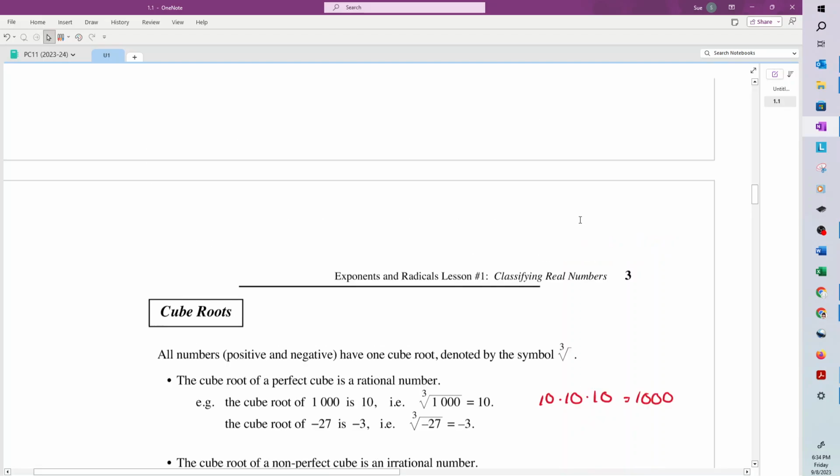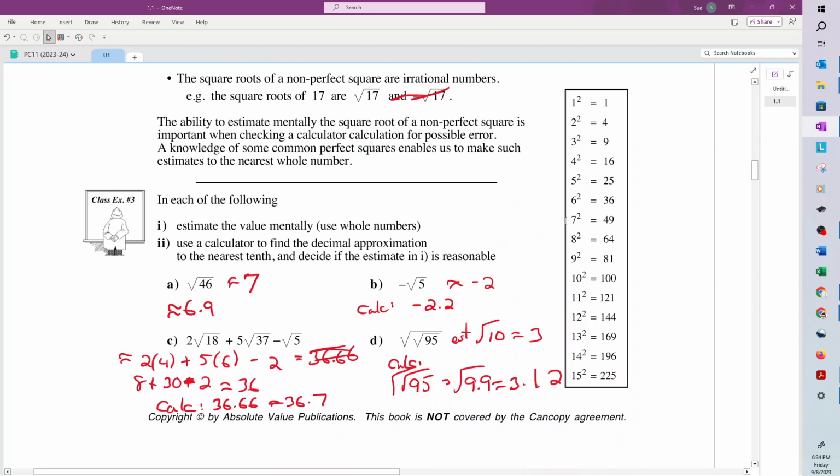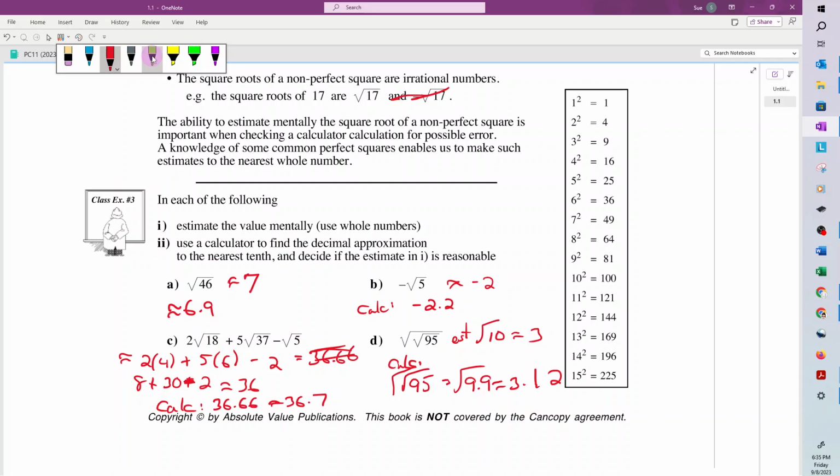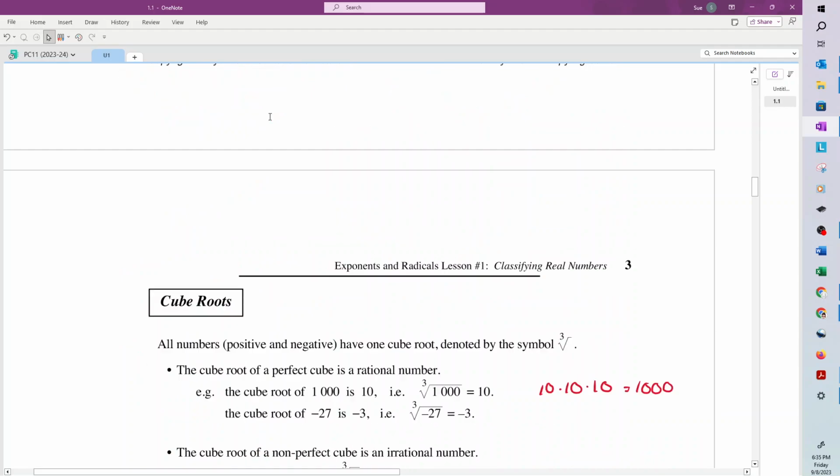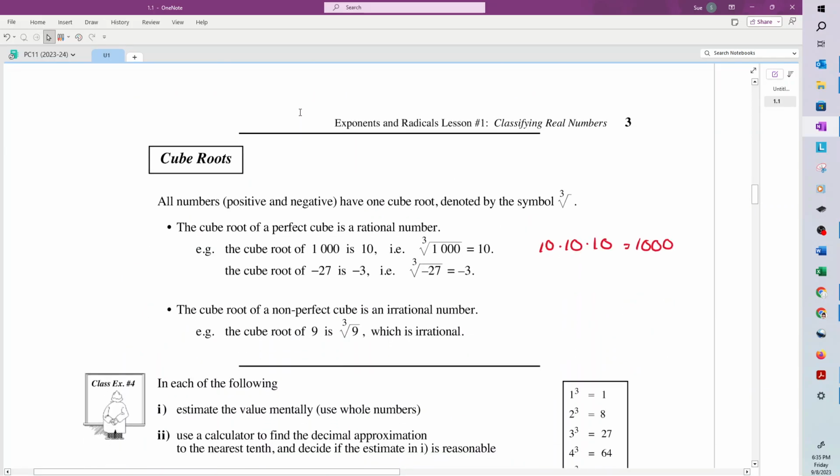That's actually something I meant to mention back here. You cannot take the square root of a negative number. It doesn't exist. It's not a real number. So, for example, if I tried to take the square root of -5, that does not exist. There's no answer to it, it's not a real number. Okay, back to cube roots.